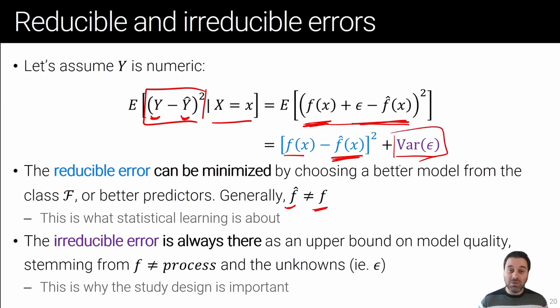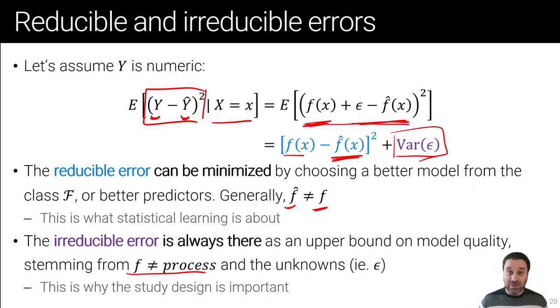And this is always going to be in there. It's kind of an upper bound on the quality of the model. And it comes from the fact that even the optimal model is different from the real process, is different from reality. And also we have the unknowns, the unknown variables. So in our previous example, we don't have knowledge of x2. And so regardless of what kind of magic we play with x1, it's going to be impossible to get the real model because we don't have anything about x2.